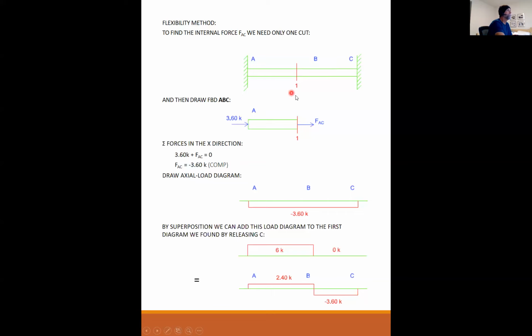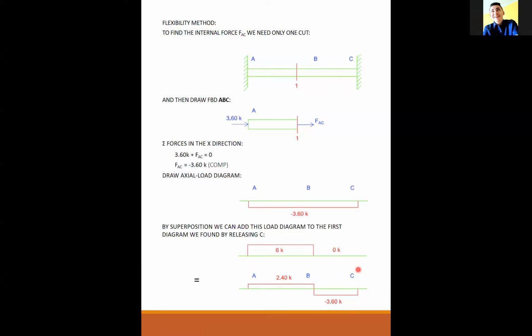This is an indeterminate problem. So how do I determine how much load is in BC, how much force is in AB? This is my answer. 2.4 kips is in AB, minus 3.6 kips, or compression, is in BC. That's what we're trying to find.